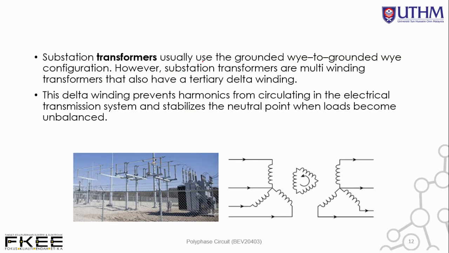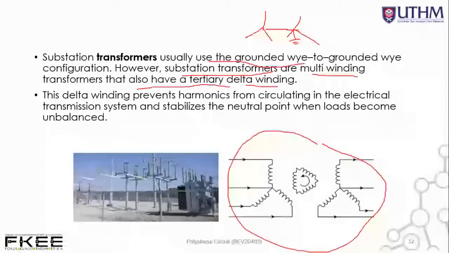Substation transformers usually use the grounded Y to grounded Y configuration. However, substation transformers are multi-winding transformers that also have a tertiary delta winding over here. This is the diagram for the multi-winding transformer.